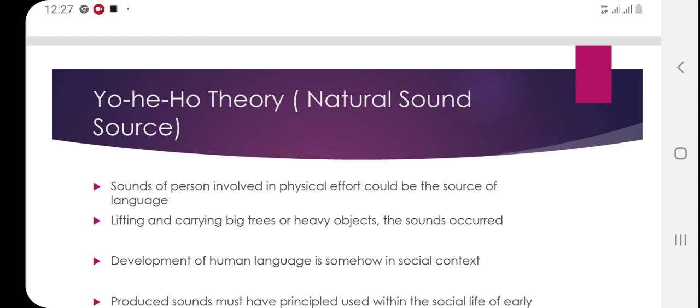They say that whenever we make a physical effort, meaning that we do heavy work, or we are riding a bicycle, or we are running fast, or we are moving with some weight on our head, this is called a physical effort. So this theory says that while doing these physical efforts, we make certain sounds. Those sounds are actually the source of language. From those sounds it became more and more mature, and after that a complex language was created.